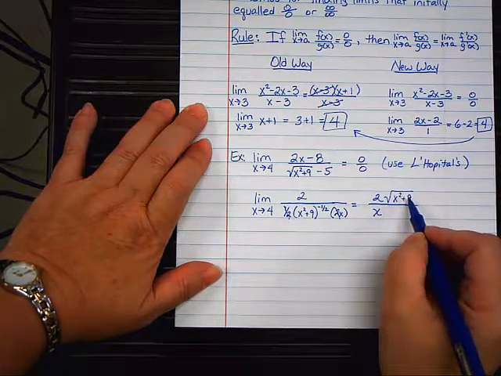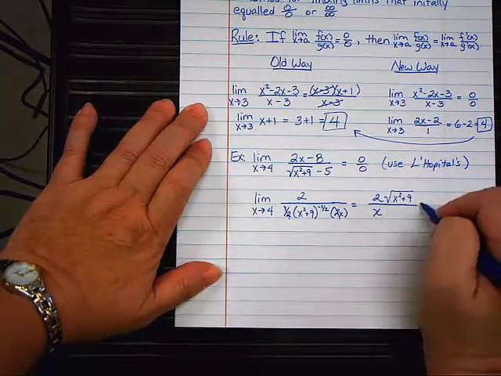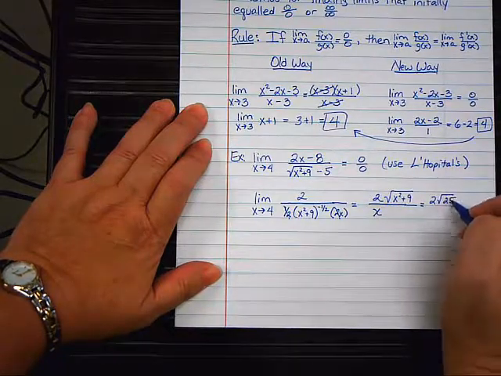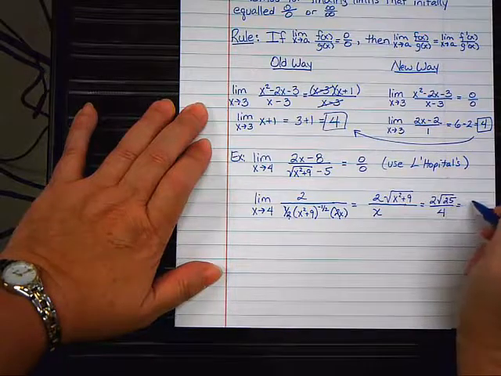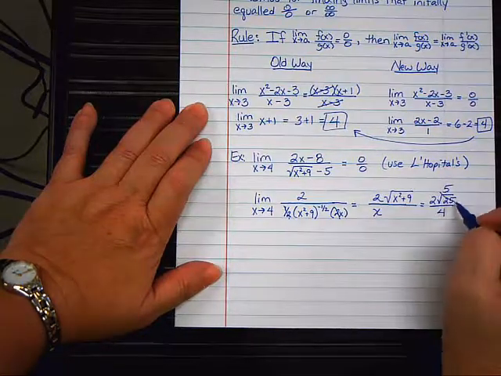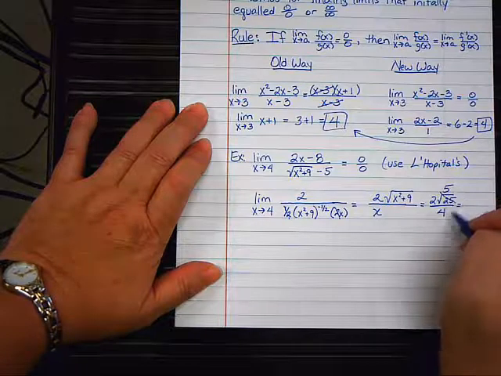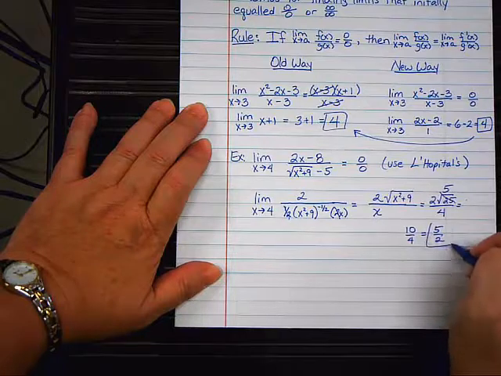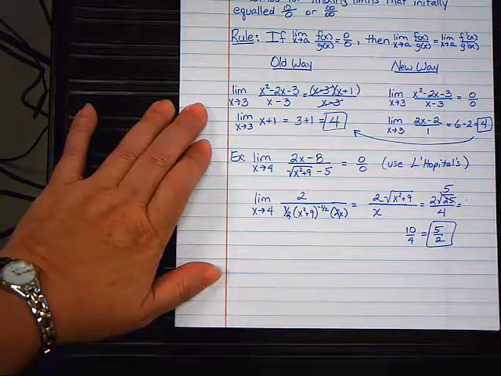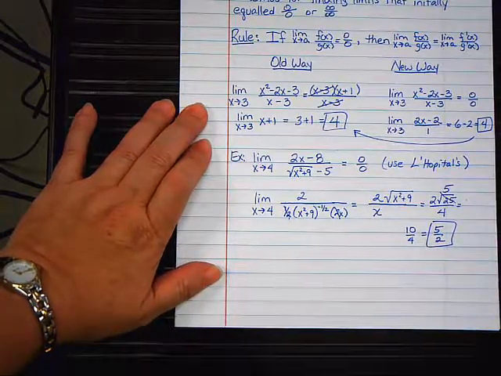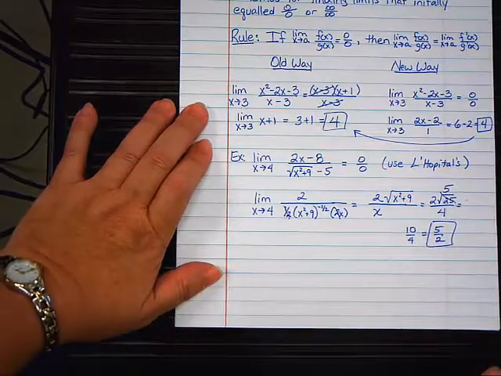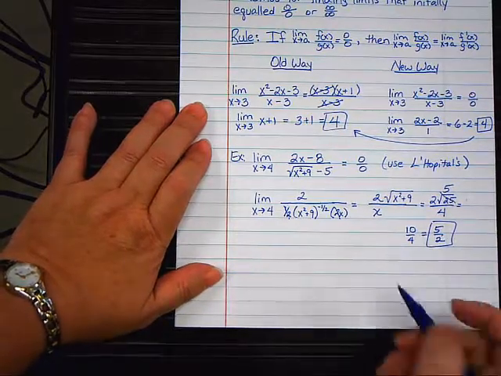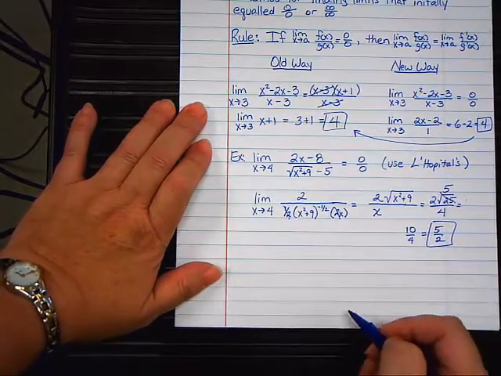So now try to substitute in 4. So you're going to get 2 square root of 16 plus 9, which is 25, over 4. Square root of 25 is 5, and so we have 10 over 4, which reduces to 5/2. And there is your limit. Now you may be asking yourself, why didn't you teach us this at the beginning of the school year? Well, that's because we didn't know derivatives back then, so we had to wait until now to go back and show you the quick way to do limits.